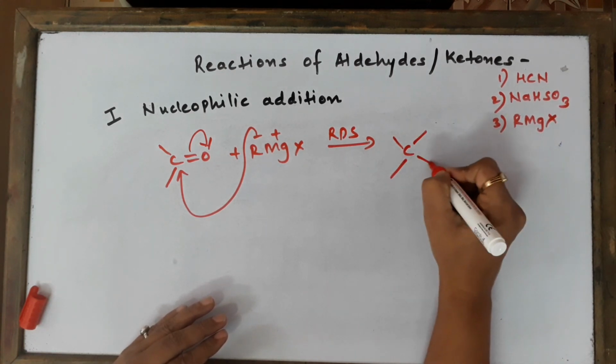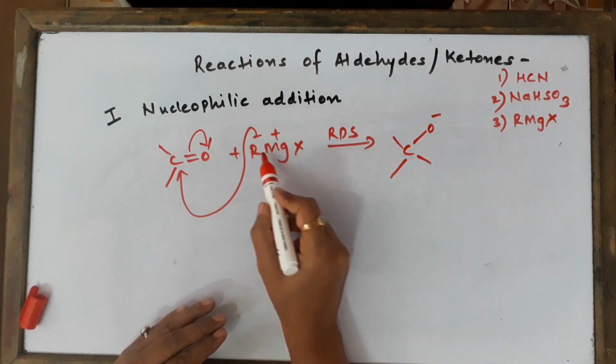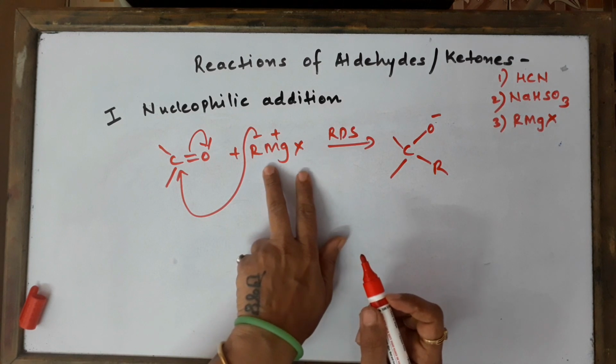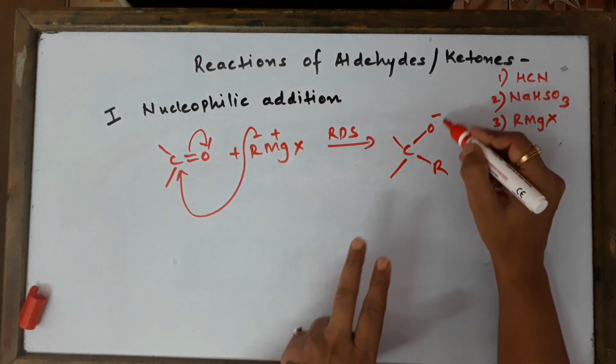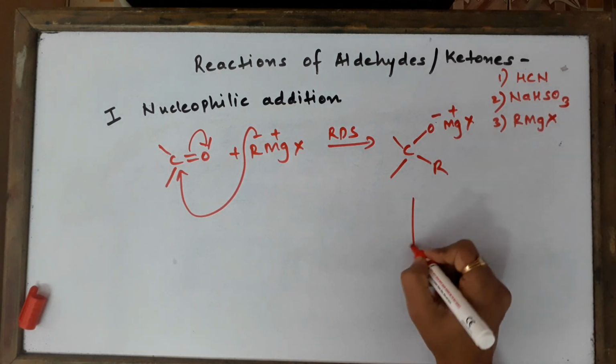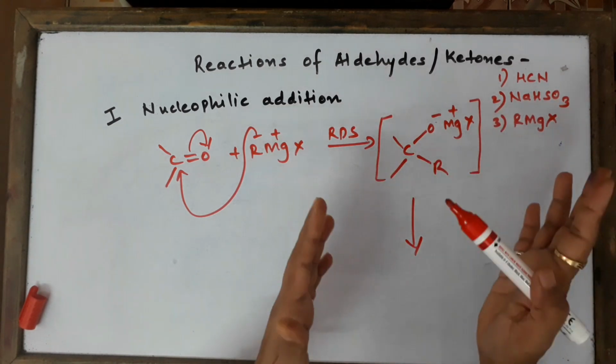And what do you get? Look at this. Same as usual, we are going to get O minus, and the R gets attached over here. So we show it like that. Mg plus, of course, Mg plus is going to be next to the O minus. So Mg plus, we will write it like that. This is my adduct, which is the intermediate, I can say.